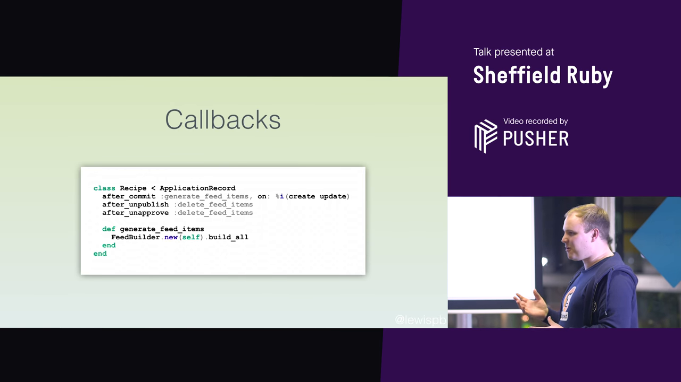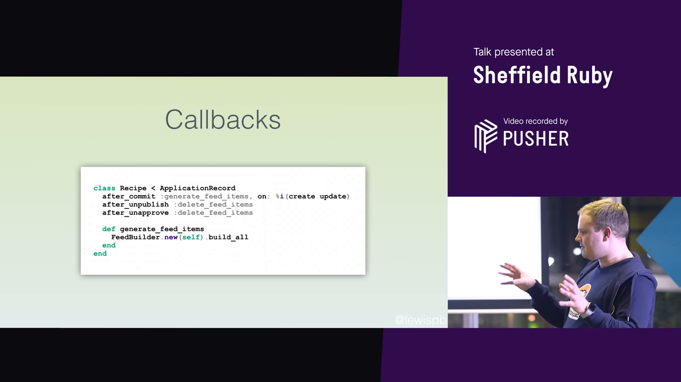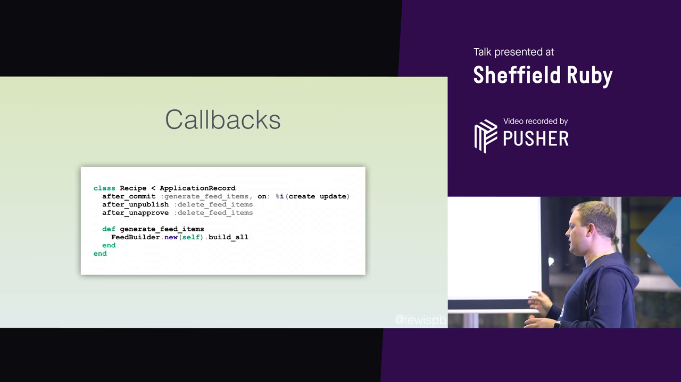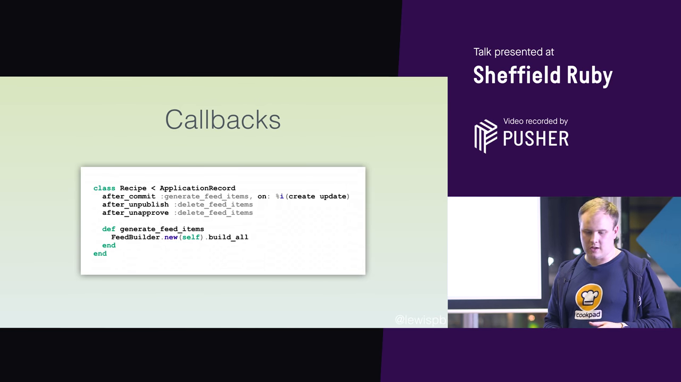This is our recipe model in a Rails application. Right at the top there are our callbacks, where we generate feed items, which are just another database table. That happens on different events. And as you just saw in the previous slide about the different activities, it's not just on the recipe model. These were on several different models throughout the application, with similar callbacks on each.